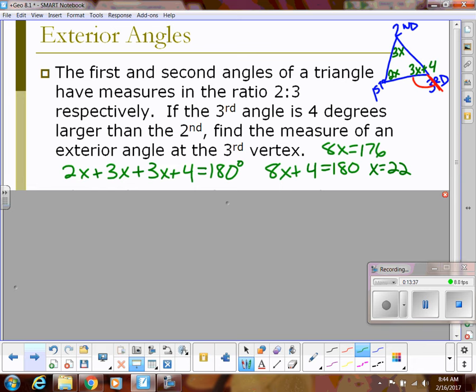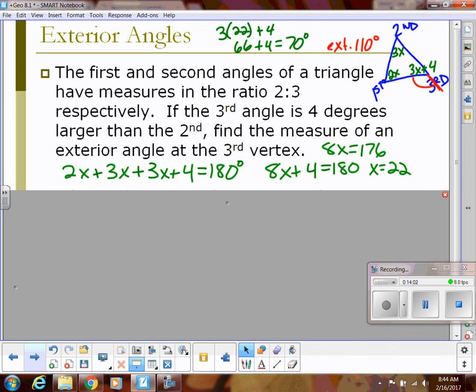All right, so if I plug that back in at the third spot, 3x plus 4, that's going to be 66 plus 4. That means the third angle is 70 degrees. And so our exterior angle is going to be a linear pair with that. So our exterior angle is 110 degrees. Okay, so it helps to draw that out, label it with the 2x and the 3x, and then do your calculation. And remember, triangle is not unique anymore. We could do this with any kind of polygon now that we can find the sum of their interior angles. Same thing with exterior angles.